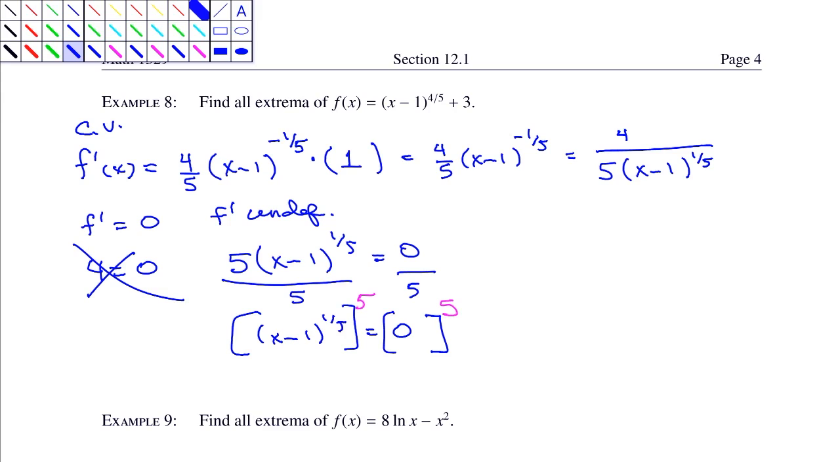In general, what do you need to raise it to if you were given some power here, not just a 5th, but any power? How do you come up with the number that you raise it to? You take the reciprocal. Because the numerator could be something else as well. It could be like 2/5, and then it would be 5/2. So you raise it to the reciprocal power. That leaves me with x minus 1, 0 to the 5th is 0, so x is equal to 1. That is our only critical value.